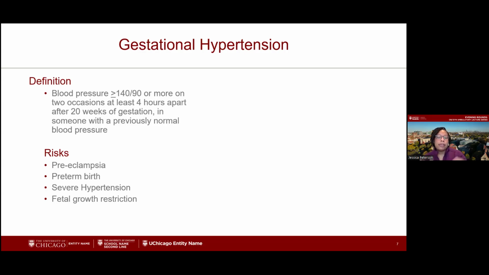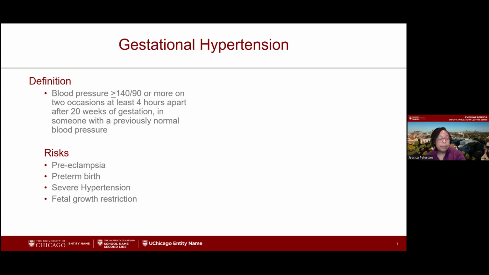And oftentimes we say 4 hours apart on two separate occasions, but generally speaking, we don't diagnose someone with gestational hypertension if they only have like one-off elevated blood pressure. Typically, we would wait until they are more persistent to give them that diagnosis because it requires such intense monitoring. The reason it requires such intense monitoring is because of the risks of gestational hypertension.